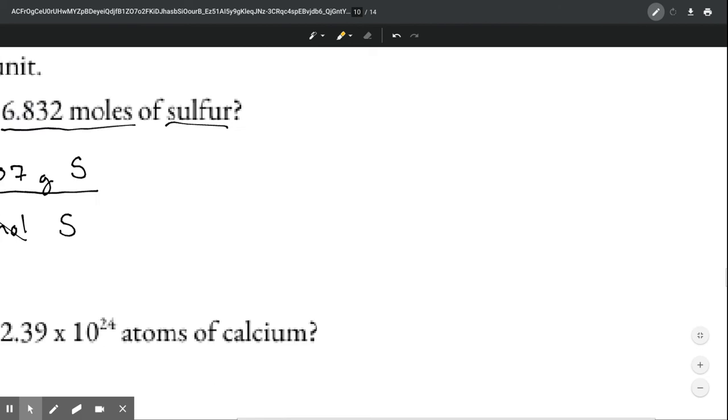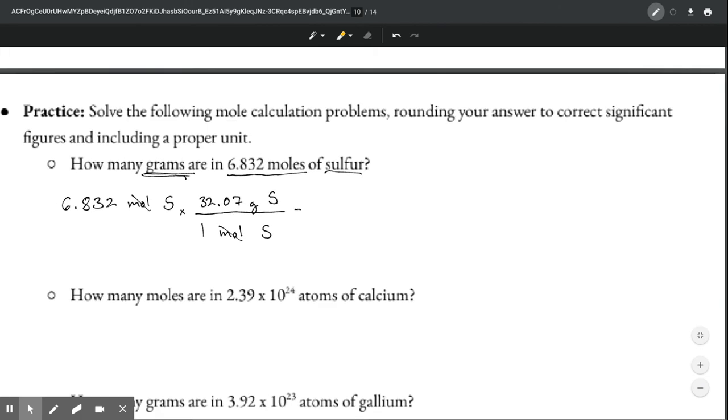So we're not going to need to do any extended multiplication on that. So 6.832 times 32.07 is equal to 219.102. But again, with sig figs, we have 4. And so then our final answer will be 219.1 grams of sulfur.